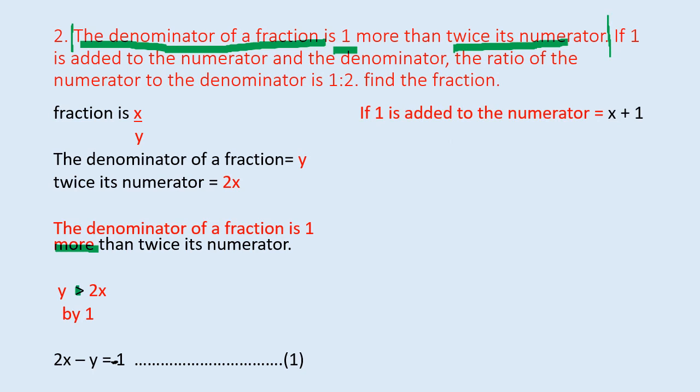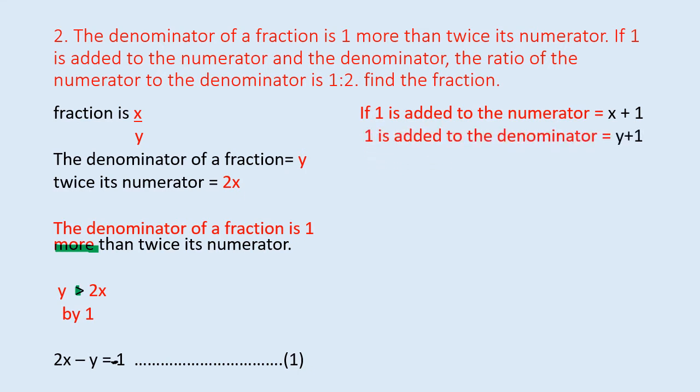Now the next one is, if 1 is added to the numerator, the next condition. Let us have a look at the next condition which is given in our question. If 1 is added to the numerator and the denominator, so if 1 is added to the numerator, you'll get x plus 1, and if 1 is added to the denominator, you'll get y plus 1. So how will the fraction look? x plus 1 upon y plus 1, and that ratio is going to be equal to 1 is to 2, as given here. And hence, by cross multiplication, we'll get our equation 2. Now let us see how we are going to write this down.